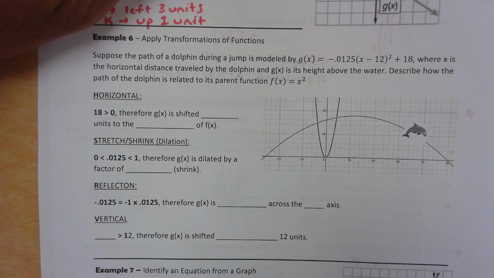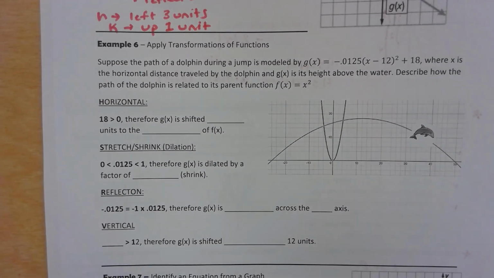All right, example 6, apply transformations of functions. Suppose the path of a dolphin during a jump is modeled by g of x equals negative 0.0125 times the quantity of x minus 12 squared plus 18, where x is the horizontal distance traveled by the dolphin and g of x is its height above the water. Describe how the path of the dolphin is related to its parent function, f of x equals x squared.